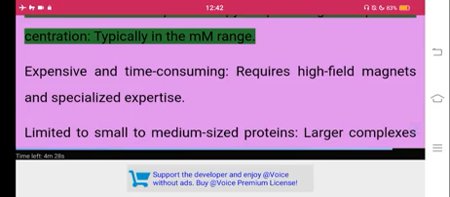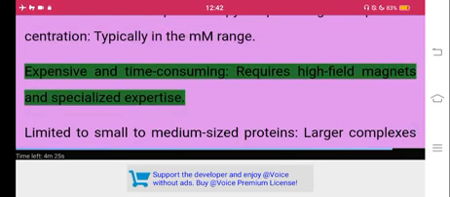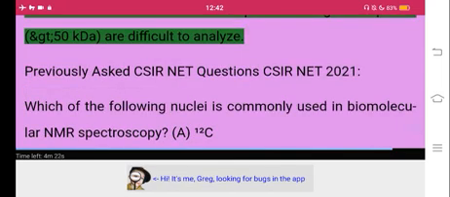Limitations of NMR spectroscopy: requires high sample concentration, typically in the mM range. Expensive and time-consuming, requires high field magnets and specialized expertise. Limited to small to medium-sized proteins, larger complexes, greater than 50 kDa, are difficult to analyze.